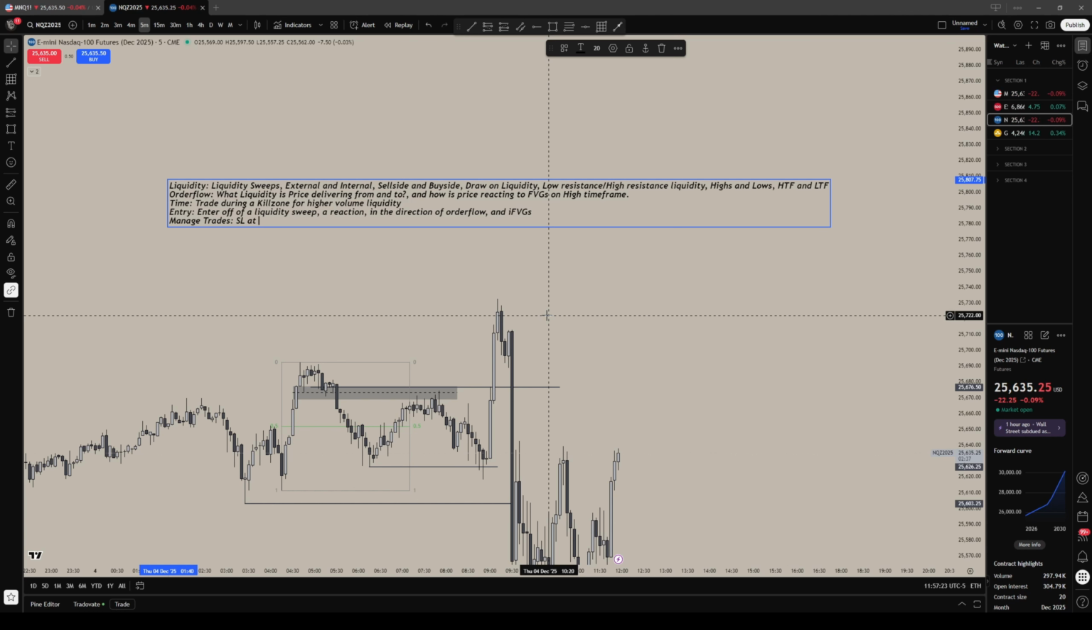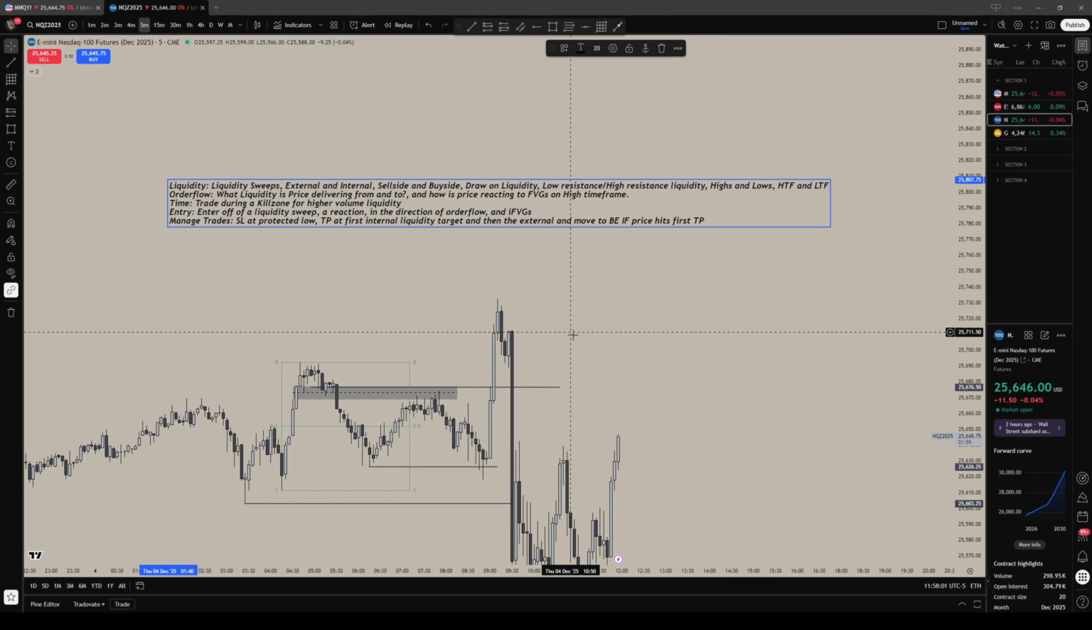we have our stop loss at protected low, take profit at first internal liquidity, let's say internal swing target, and then the external, and move to break even if price hits first TP. And yeah, this is the ICT.